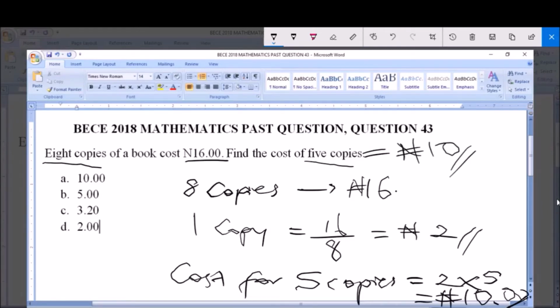Now from the options here, option A says 10, which is correct. B says 5, which is wrong. C says 3.2, which is wrong. And D says 2, which is wrong. So the correct answer to this question is A, 10 naira.